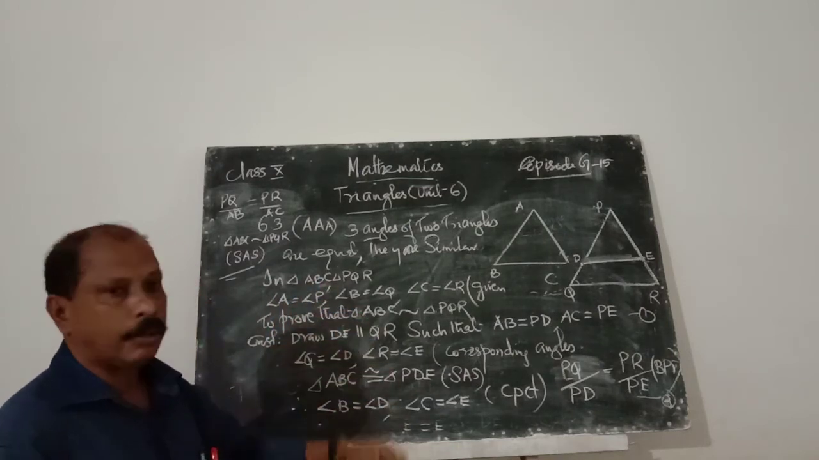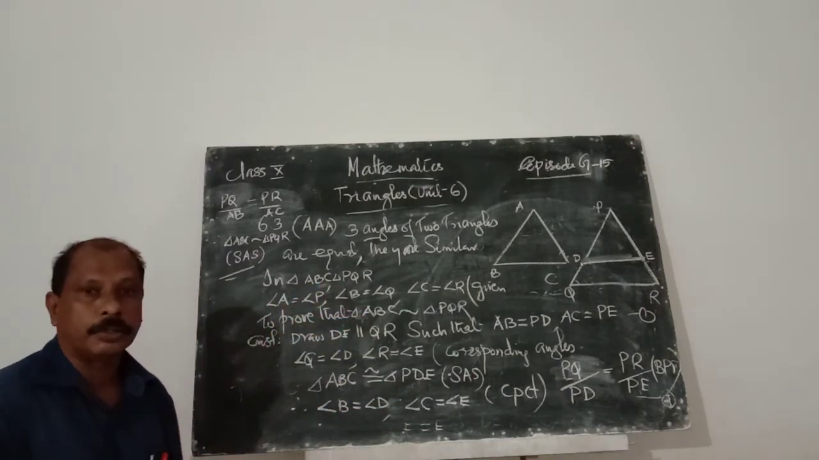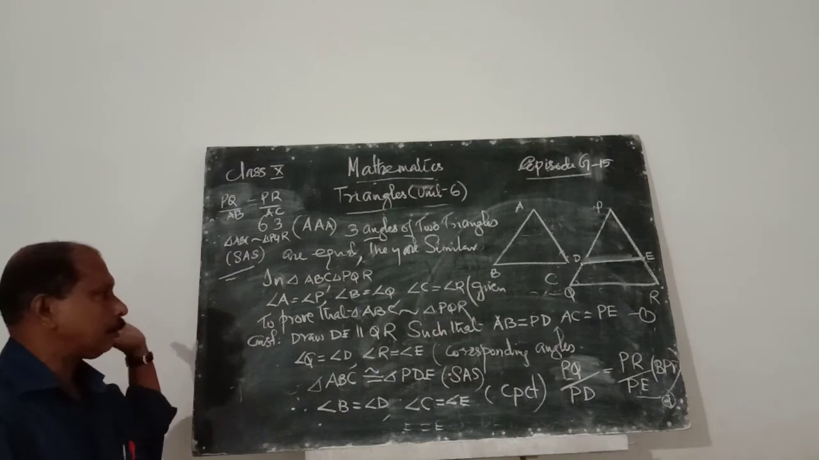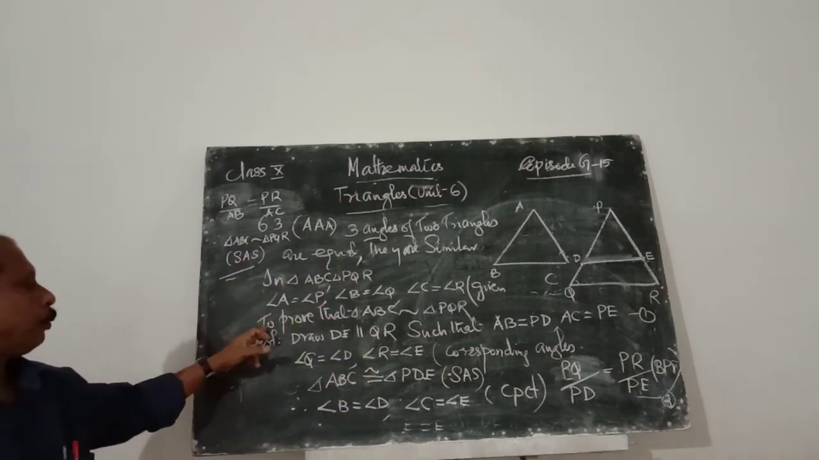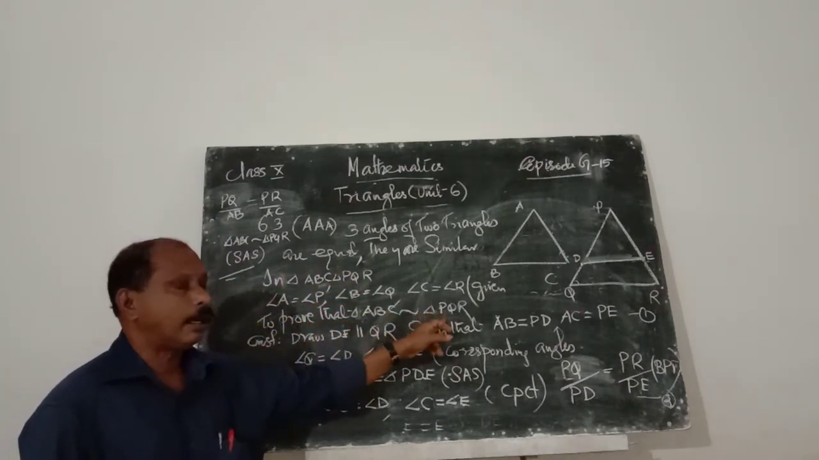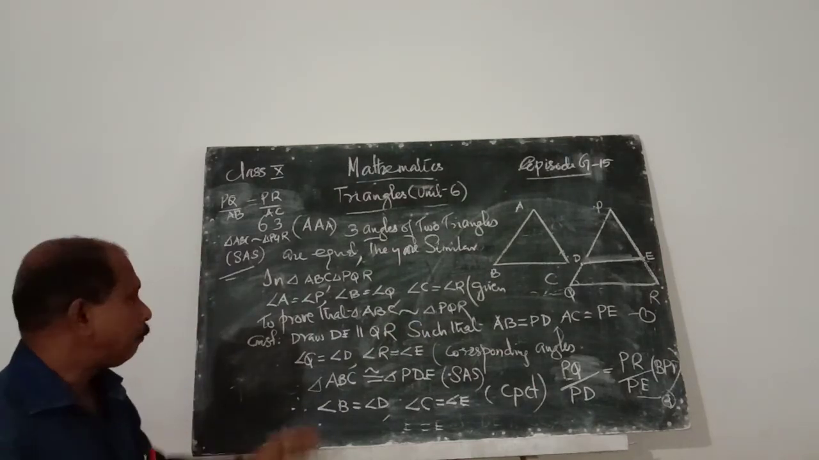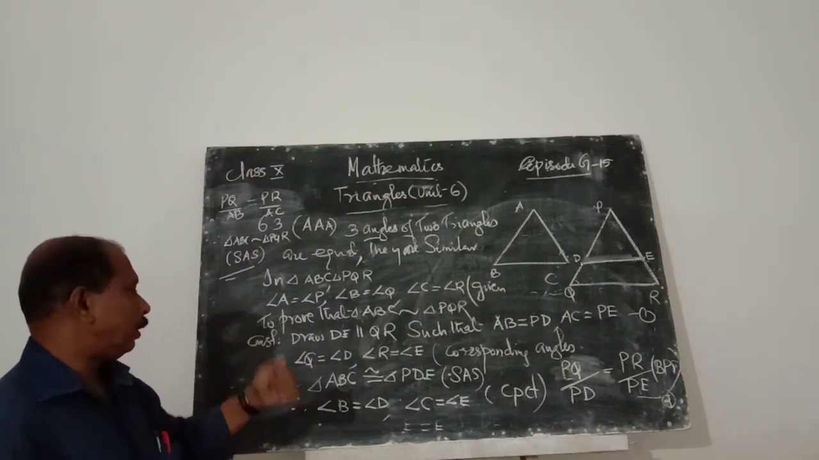Angle A is equal to angle P, angle B is equal to angle Q, and angle C is equal to angle R. That is given. We have to prove that triangle ABC is similar to triangle PQR. These are our proof. Then for that one, construction.